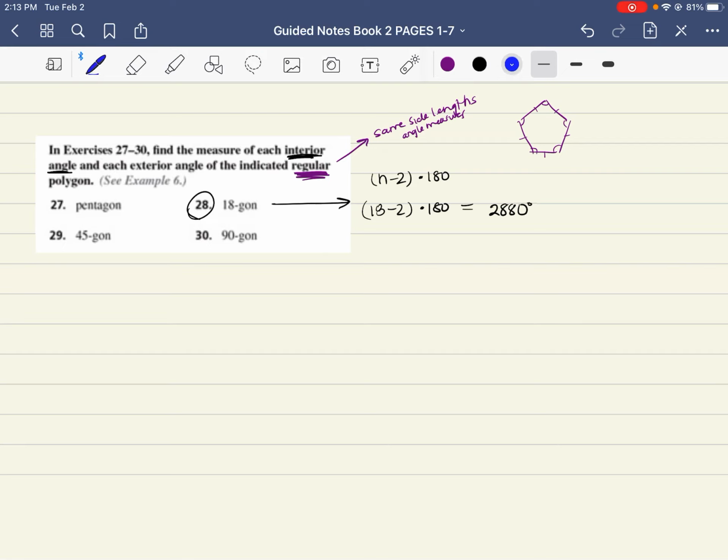And again, if I want to split that evenly into the 18 angles on the inside of my polygon, I just take 2,880 and divide that by 18. When we divide that by 18, we end up getting 160 degrees. So if each of those is 160 degrees for our interior angles, they would add up to that 2,880 degrees. The exterior is a little bit easier because the exterior angles always add to 360. So I just take 360 degrees, divide that evenly into 18 pieces, and an exterior angle is going to be 20 degrees.